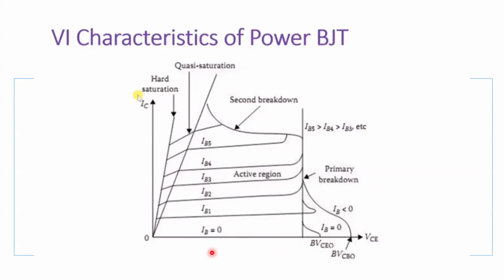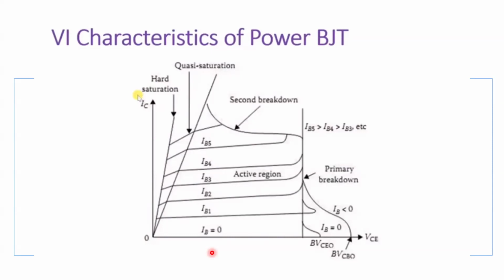But what is there is the quasi-saturation region and the hard saturation region. The quasi-saturation region does not exist in your normal small-signal BJT. The region between hard saturation and the active region is called the quasi-saturation region. As you can see in the diagram, it is in the center. When a power BJT is to be used as a switch at high frequency, it is operated in the quasi-saturation region.